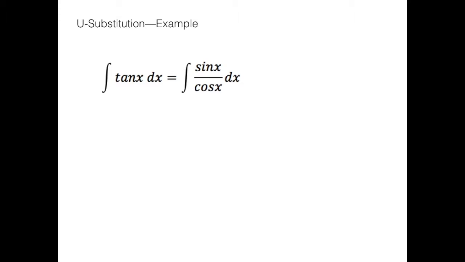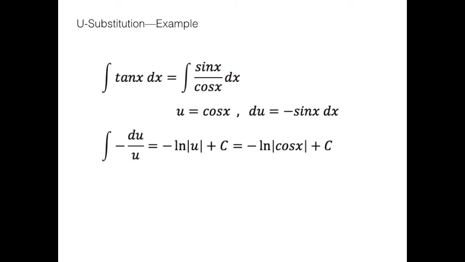If we do this, one thing we could do is set cosine x equal to a variable, u. Then du, which is the derivative of that, is going to equal negative sine x dx. Plugging that back into the original expression, we get the integral of negative du over u. Now if we remember that the derivative of ln u is equal to 1 over u, we can use that to integrate this and get negative ln absolute value of u plus c.